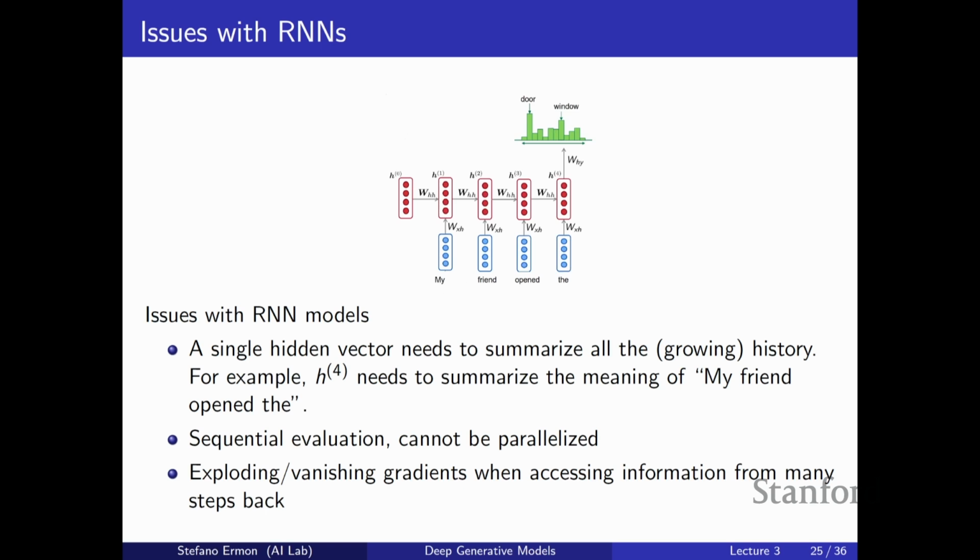One challenge is that this single hidden vector basically has to summarize all the information that you've seen so far. And that's the only thing you can use to make the next prediction. That can be a problem because you have to do a pretty good job of summarizing the meaning. If you're building a language model, this single vector has to capture the entire meaning of all the previous elements in the sequence, which can be challenging.